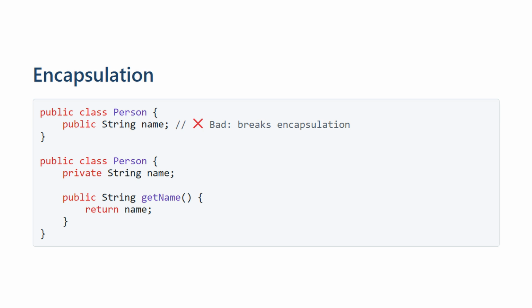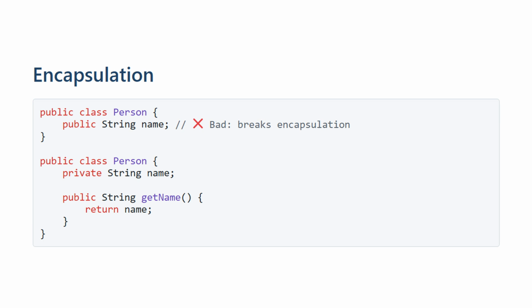Now, let's talk about visibility and encapsulation, two ideas that protect your design. Visibility controls who can see what. Encapsulation means hiding internal details and exposing only what's necessary. Here's a bad example in which name is a public field. Anyone can change it, and you lose control. In the second version, the field is private, and we offer a controlled way to read it.